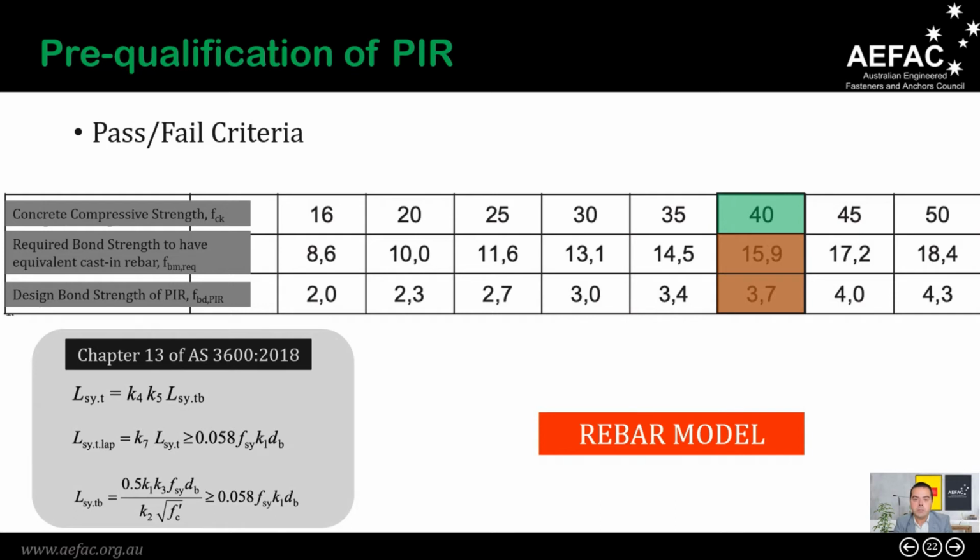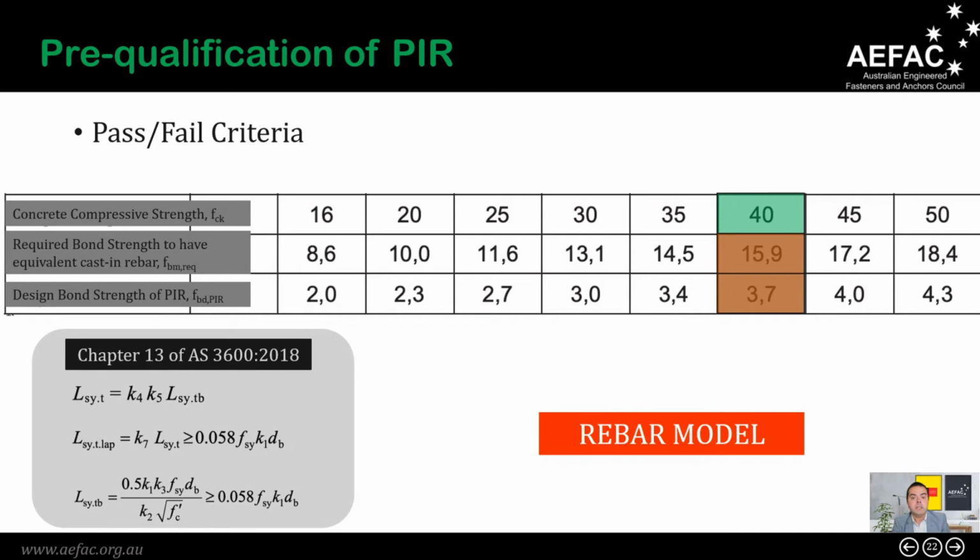So if the bond strength from the experiment is greater than or equal to 15.9 for 40 megapascal concrete, the design bond strength of 3.7 can be used. No matter how high the experimental bond strength, the design bond strength would be 3.7. So if you have a chemical with experimental bond strength of 16 megapascal or 50 megapascal, the design bond strength would be 3.7. So we cannot utilize the higher performance of the chemical above the equivalent cast-in system.